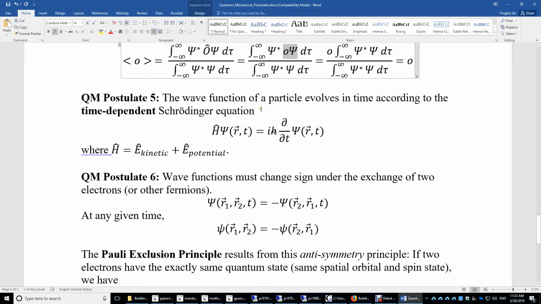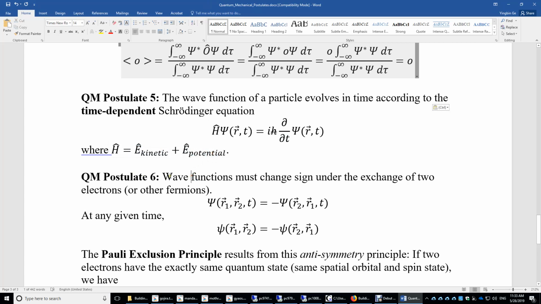Postulate 5, this is the time-dependent Schrodinger equation. If you apply the total energy operator to a wave function psi, the result is i times h bar times the first derivative of the wave function with respect to time. This H is the Hamiltonian. It includes the kinetic energy operator and potential energy operator.